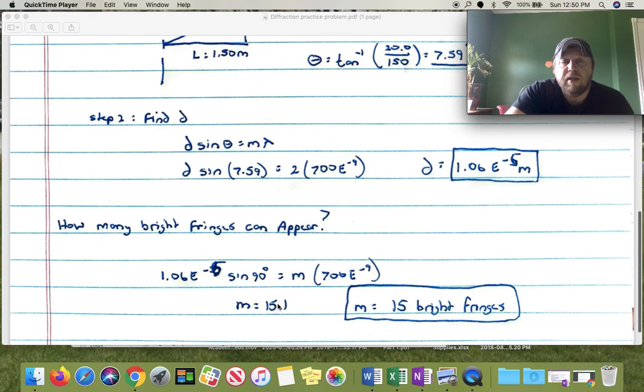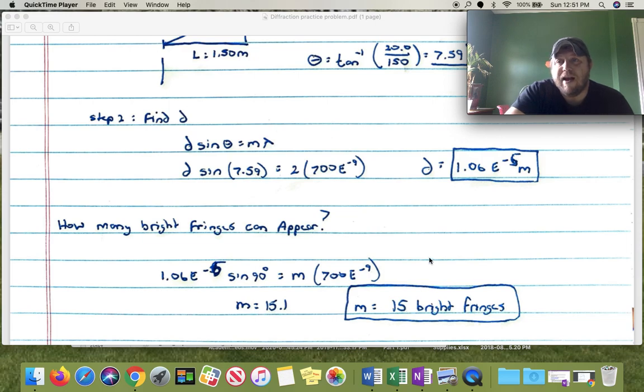If I plug this in, I end up getting an m value of 15.1. Well, we can't have a partial fringe, so we have to round that number down always, don't ever round up. And we can get a maximum of 15 bright fringes that occur.